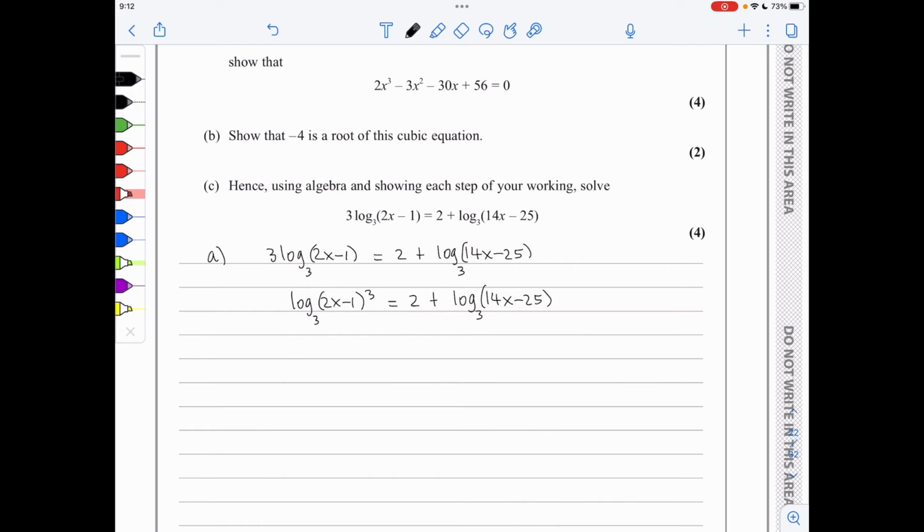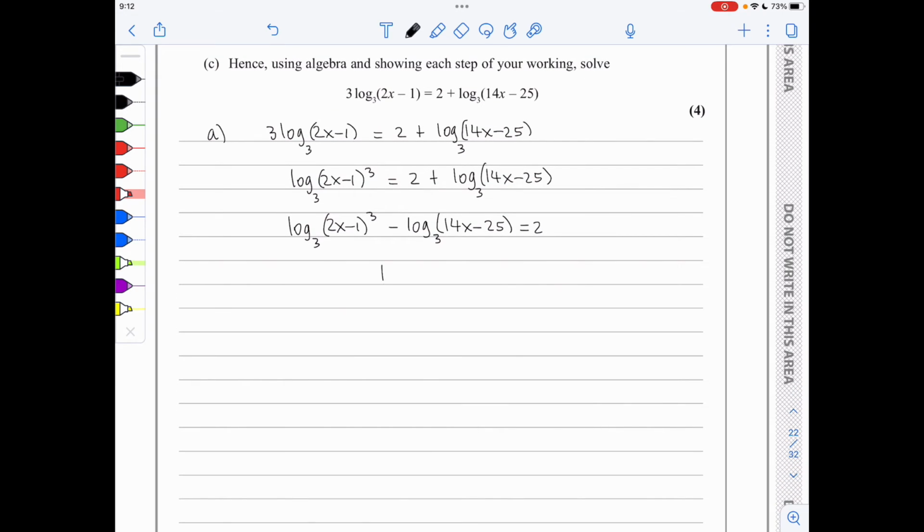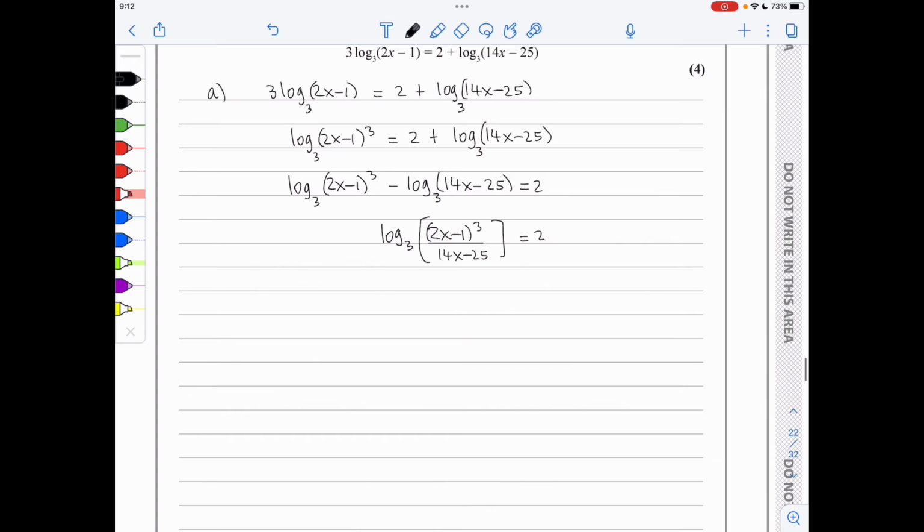I'll collect the logs on the left hand side, so I get log of 2x minus 1 to the power of 3 base 3 minus log of 14x minus 25 base 3 is equal to 2, which means that log base 3 of 2x minus 1 cubed over 14x minus 25 is equal to 2. So 2x minus 1 cubed over 14x minus 25 is equal to 3 squared.